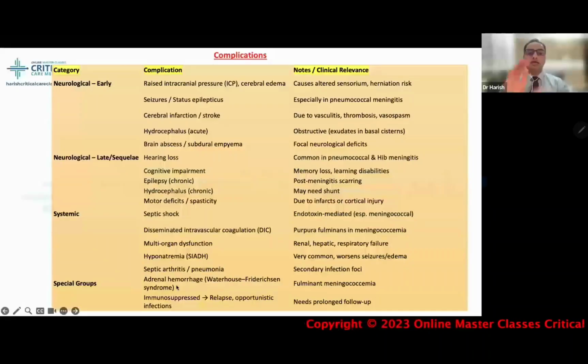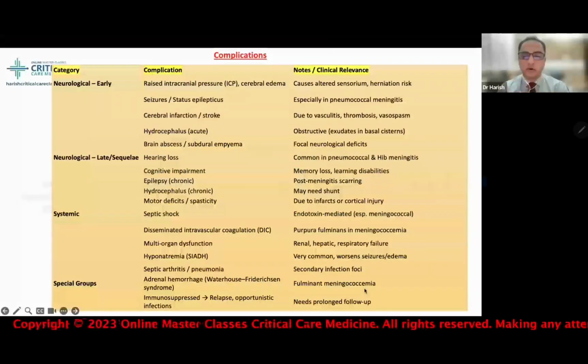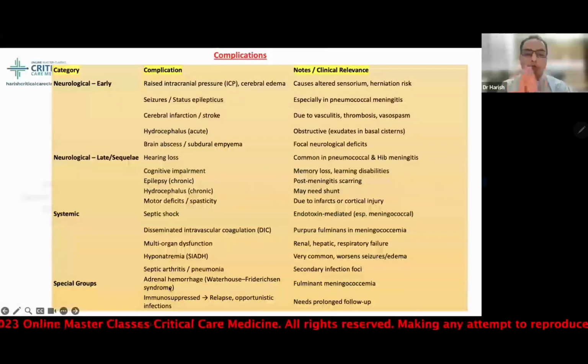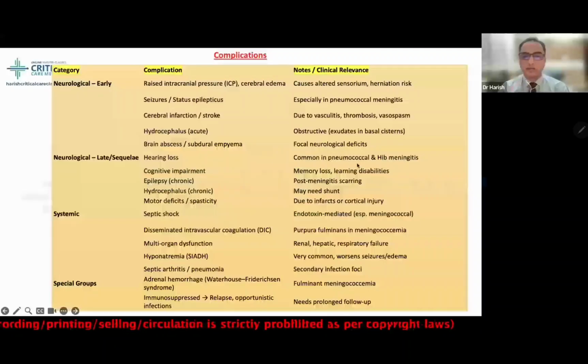In a special group, remember adrenal hemorrhage, that is Waterhouse-Friderichsen syndrome with adrenal insufficiency, which we can get in fulminant meningococcemia. In immunosuppressed patients, they can have recurrent meningitis or are more prone to opportunistic infection, so they need further prolonged follow-up. These are the complications of meningitis. Hearing loss is more common in strep pneumonia and Hib, Haemophilus influenzae, meningitis.